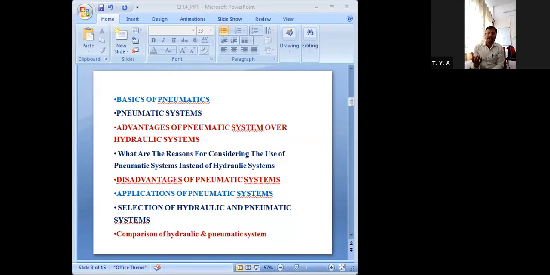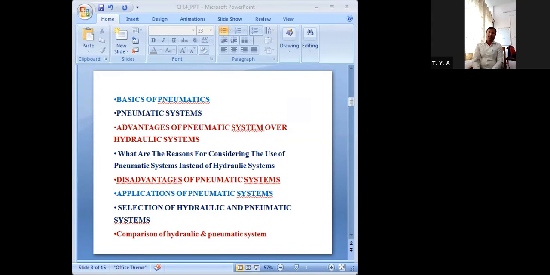And the last is that, unlike the hydraulic system, leakage of the air in the pneumatic system will not affect the system performance. As compared to the hydraulic system, here leakage of the air does not affect the performance of the system. So these are some reasons due to which we should consider the use of the pneumatic system instead of the hydraulic system. Getting it? Or you can consider these are the advantages.